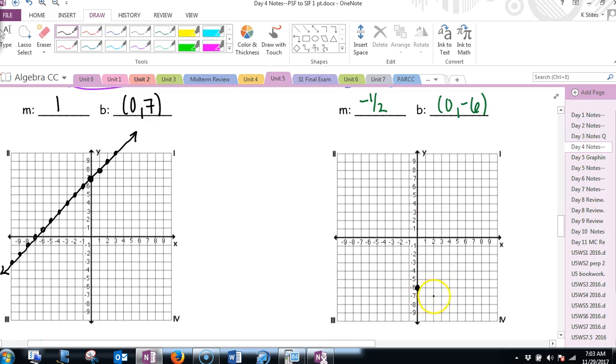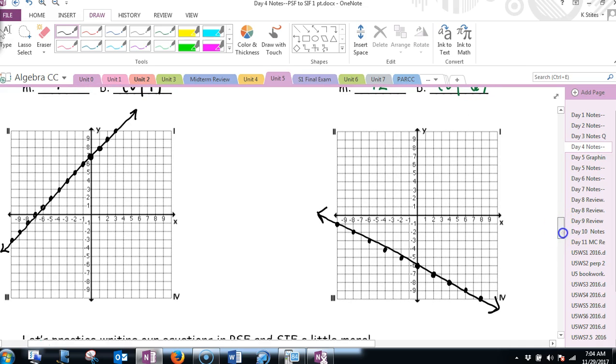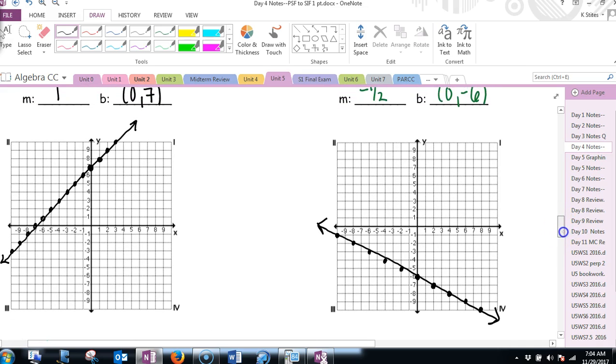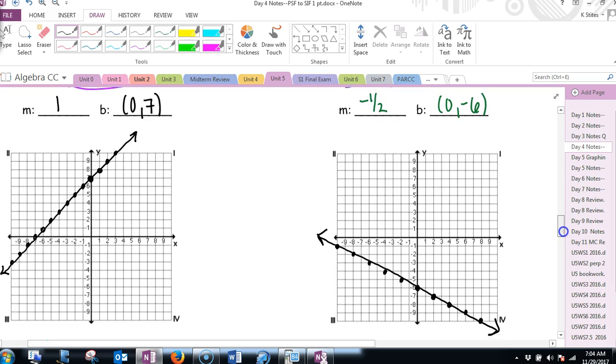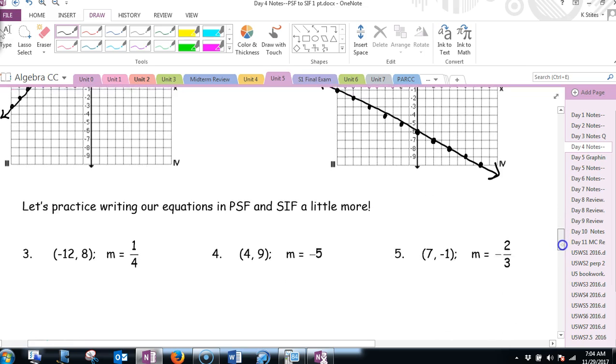Down 1, right 2. Okay, don't go left. You're going to make your line go the wrong way. Down 1, right 2. It is going downhill. Now reverse it. Up 1, left 2. And a line with arrows. All right, there you go. So this was your introduction to point slope form and converting to slope-intercept form.